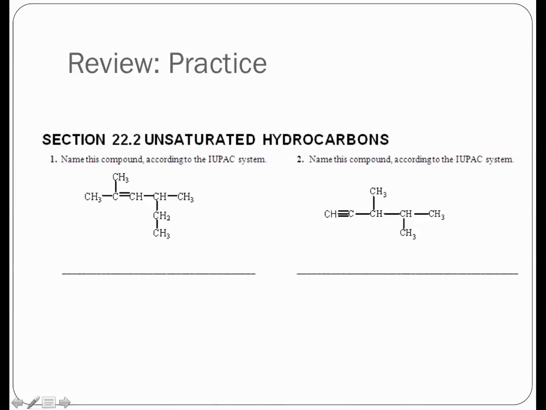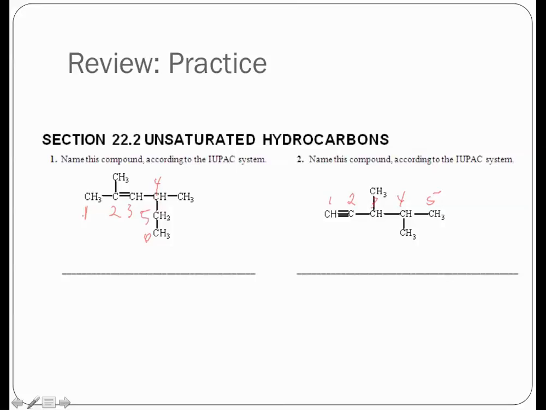So we have a double bond here, so this is an -ene. This is a triple bond, so that's an -yne. So we're going to go through 1, 2, 3, 4, 5, 6. Looks like 6 here. 1, 2, 3, 4, 5, 6 carbons. This one has 1, 2, 3, 4, 5 carbons. All right, so start with this one.